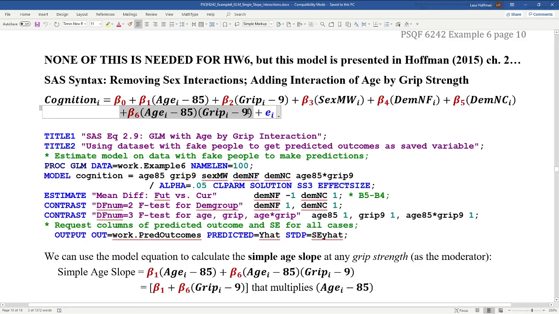So we removed the interaction terms of age with gender and grip by gender, and we're including an interaction of the two quantitative variables, age and grip. So just one new interaction relative to the main effects model.